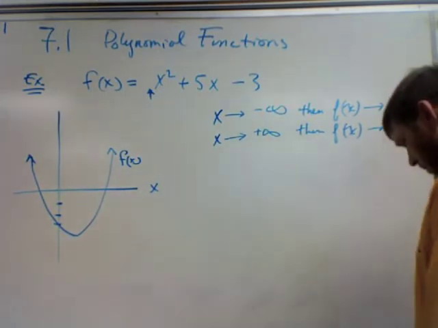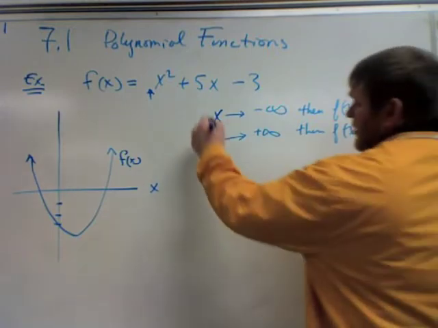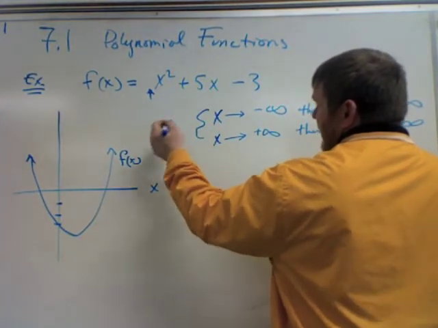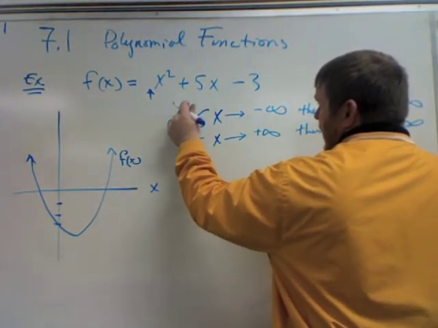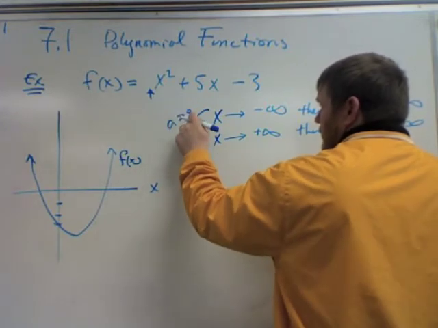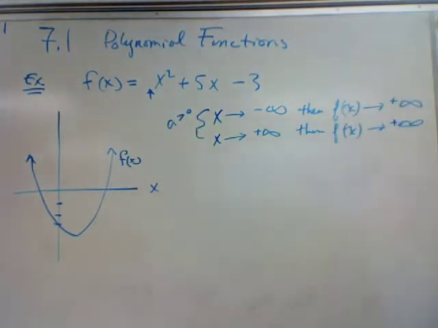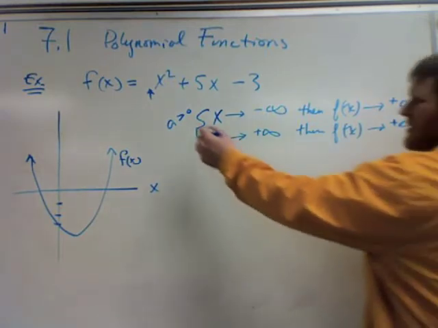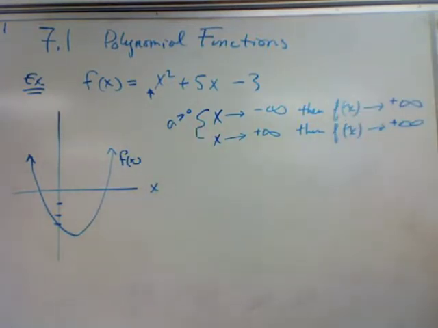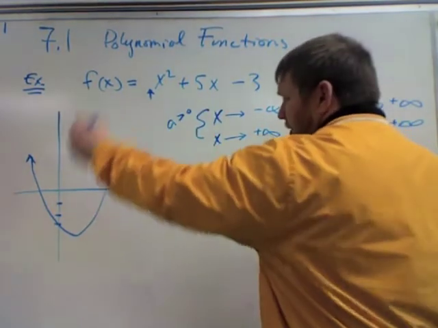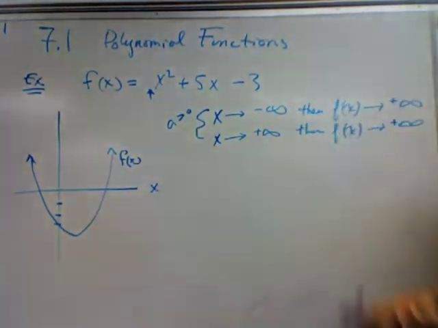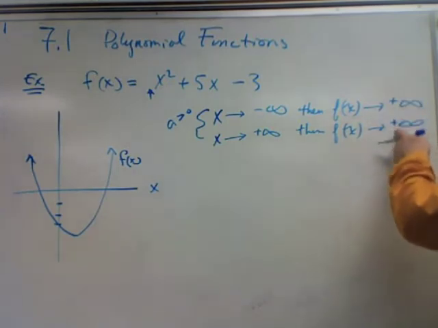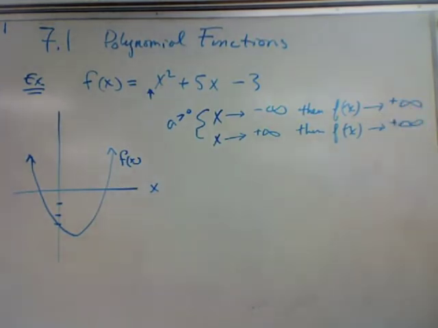Alright, obviously this scenario is for when a is greater than 0. This situation would be a little different if a was less than 0, right? Then it would open downward, and these two values would be the opposite of what they are. It wouldn't be flip-flopped, it would just be the opposite. Okay?